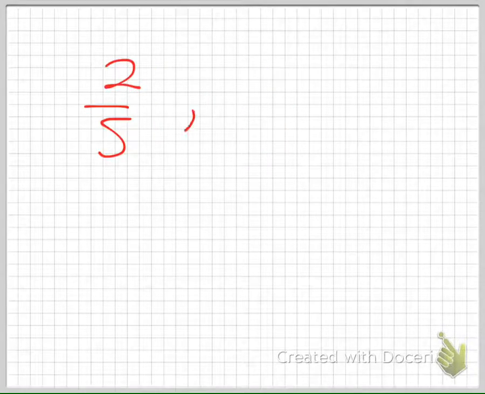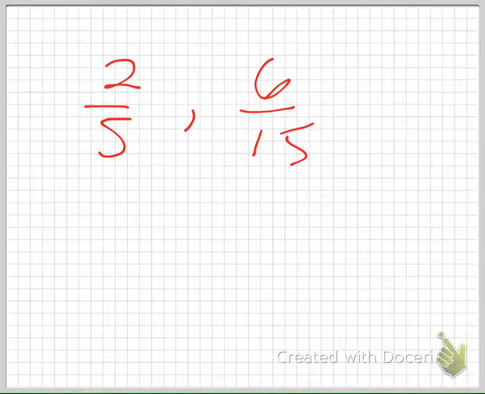Here's proportions, okay? If I give you two things like this, 2/5 and 6/15, and ask you, do these two ratios form a proportion? I can ask you that. How would you know if they form a proportion? What does a proportion mean again? That they're equal, right? That they are equal.